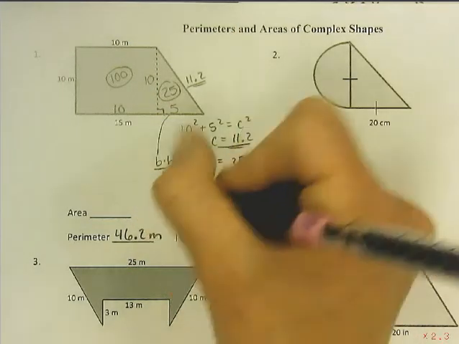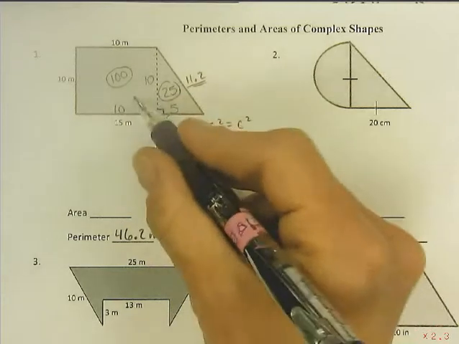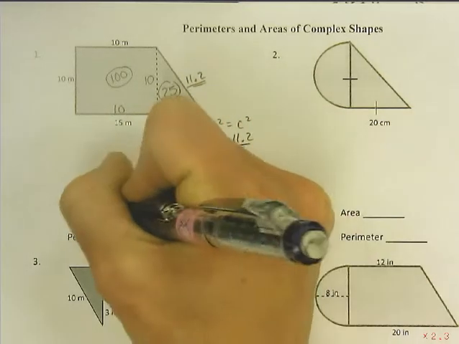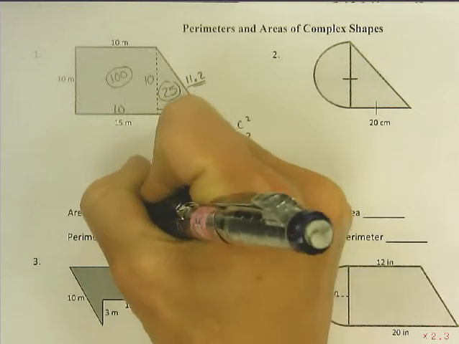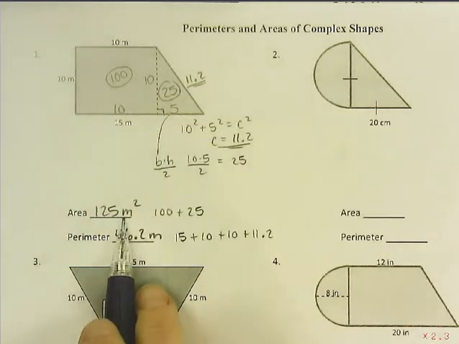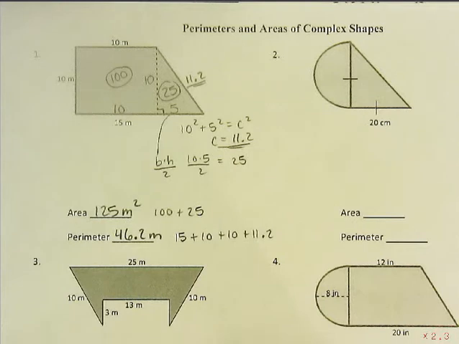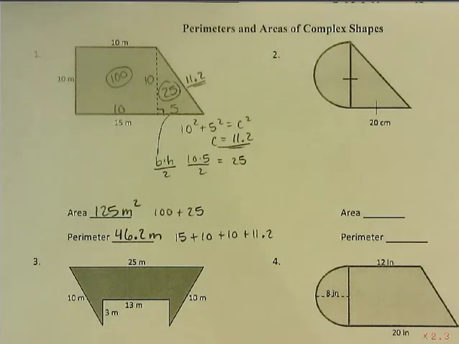So the area can be found as adding the area of the square and the triangle. 100 plus 25, we get an area of 125. Remember, for meters squared, it's your square units for area. Okay, so that's number 1.